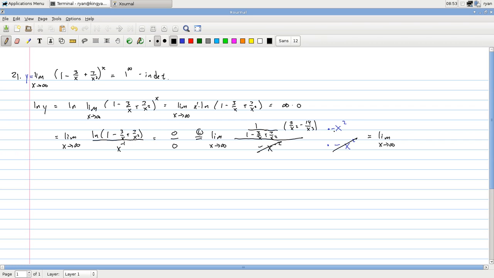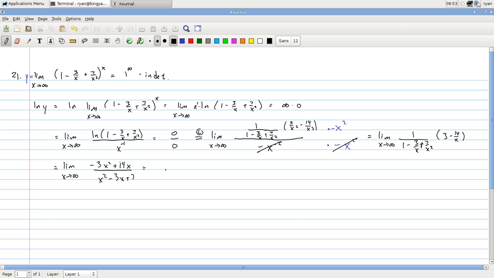If we distribute this negative x squared into the parentheses here, what we're left with is 1 over 1 minus 3 over x plus 7 over x squared. That part didn't change. And here we have 3 minus 14 over x. Getting rid of our fractions again, doing a little bit of algebra, this leaves us with the limit as x goes to infinity, negative 3x squared plus 14x over x squared minus 3x plus 7.